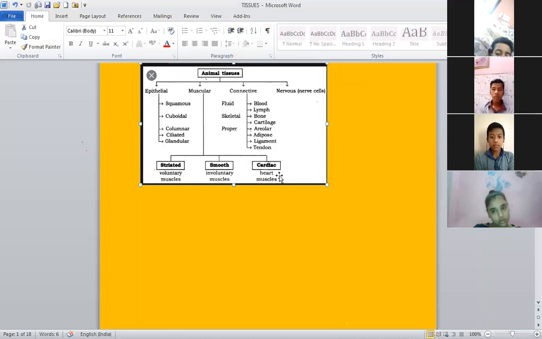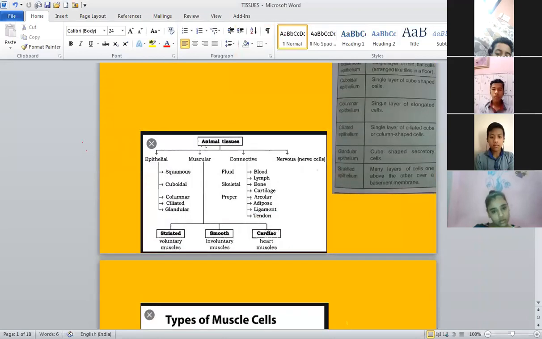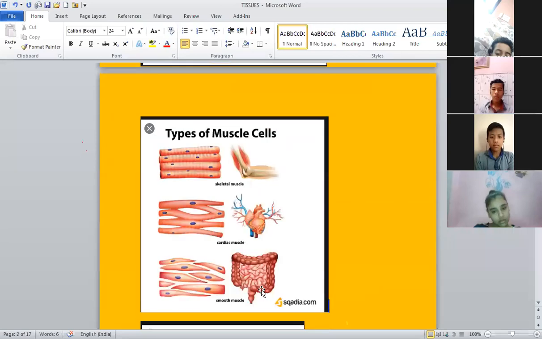Let's see the diagram, types of muscle cells. As you can see, on the screen all three types of muscle tissue are visible to you. As you know, muscular tissue constitutes the flesh of the body. The body flesh is made up of this tissue.